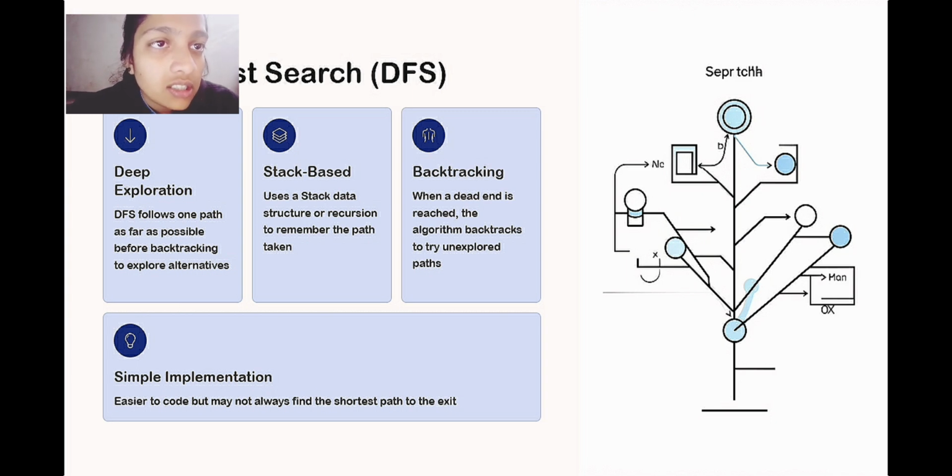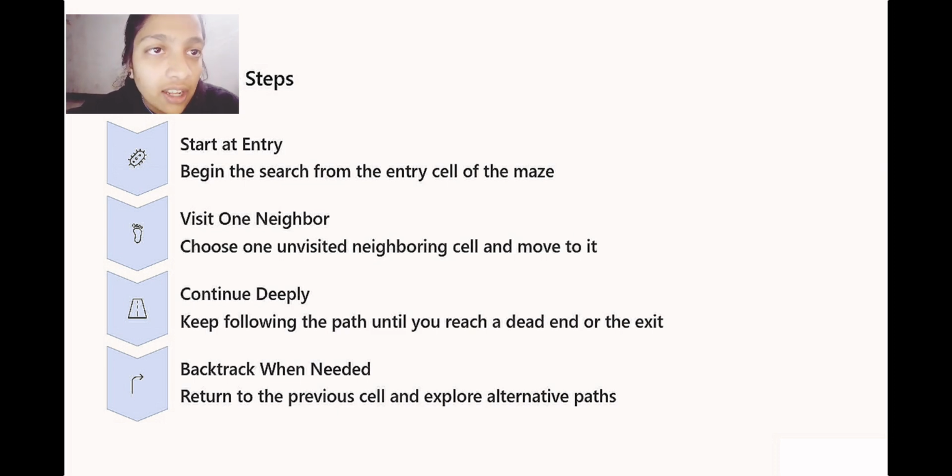So these are the steps for depth first search. It starts at the entry. It visits one neighbor and continues deeply until we reach a dead end or the exit. And if it finds a dead end, it back traverses when needed, and that's how it works.